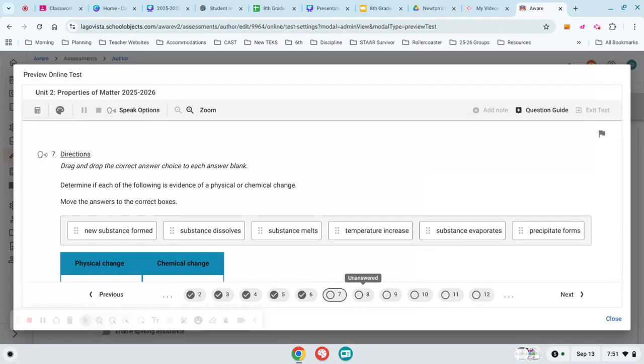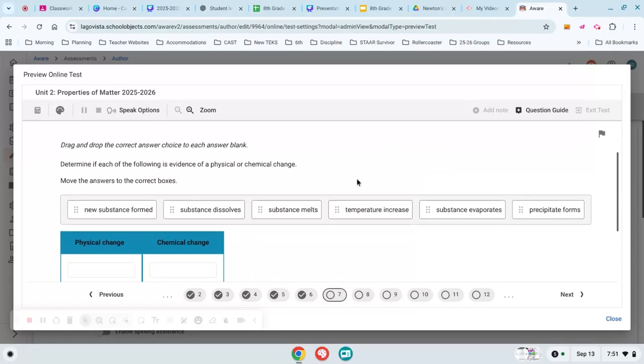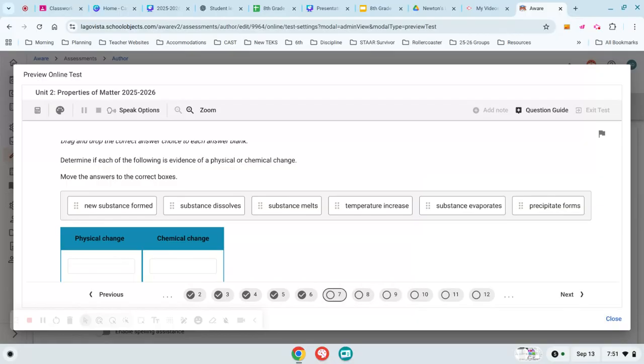Drag and drop the correct answer choice to each answer blank. Determine if each of the following is evidence of a physical or chemical change. So that is where chemistry gets pretty tough. We talked about color change as long as it's unexpected. Gas, usually that is in the form of bubbles. Precipitate is when you put liquids together and you end up with a solid, like when milk gets chunky. And then tough is temperature change if it's unexpected.